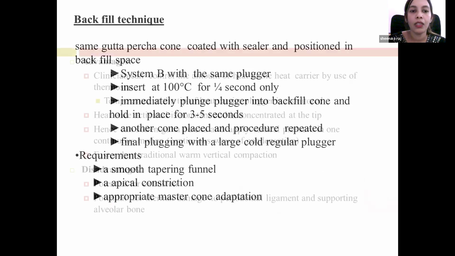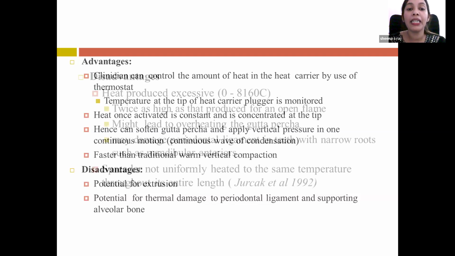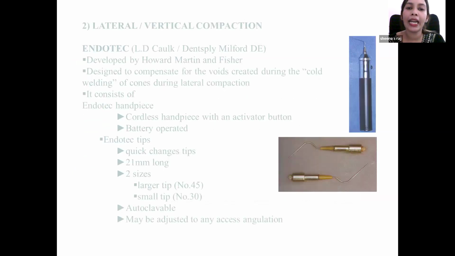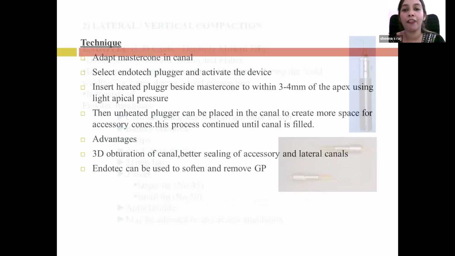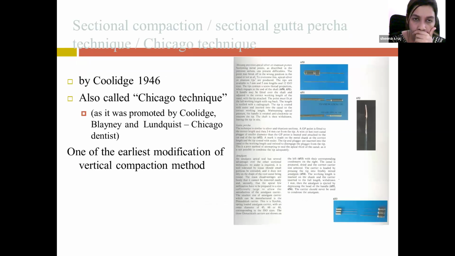The advantage is that the temperature is controlled, and once heat is activated, it is concentrated at the tip, hence it softens the gutta percha so that the amount of voids will be less. The disadvantage is that there is a chance of extrusion and thermal damage taking place. Again, lateral condensation methods is where we use Endotec. So please keep this in mind. Endotec is used.